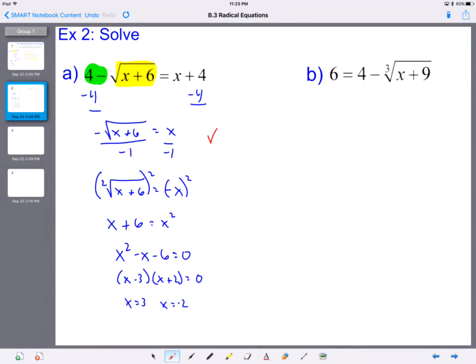So we're going to check if 4 minus the square root of 3 plus 6 is equal to 3 plus 4. So this would be 4 minus the square root of 9 is equal to 7. 4 minus 3 is equal to 7. And so right there you can see that 1 is not equal to 7. So therefore x equals 3 is not a solution. It does not satisfy the equation.